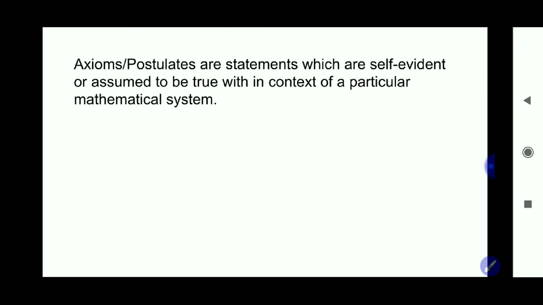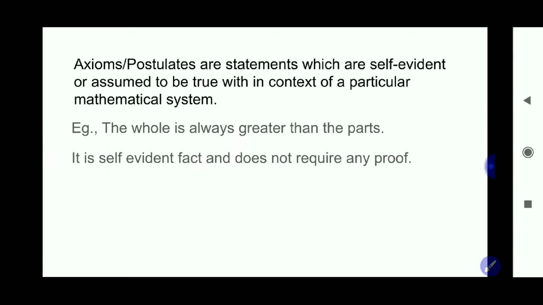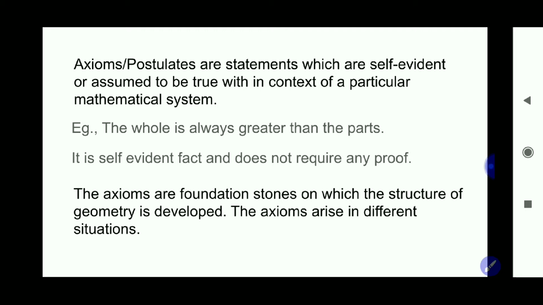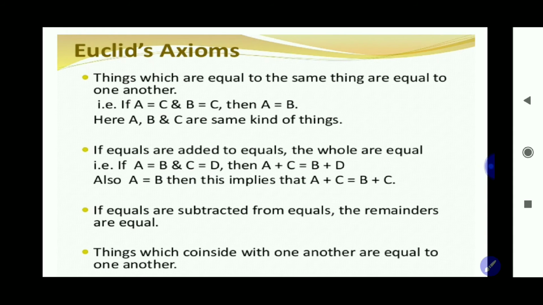Axioms or postulates are statements which are self-evident or assumed to be true within the context of a particular mathematical system. Example, the whole is always greater than the parts. It is a self-evident fact and does not require any proof. The axioms are foundation stones on which the structure of geometry is developed. The axioms arise in different situations. Now, let us examine some of Euclid's axioms.